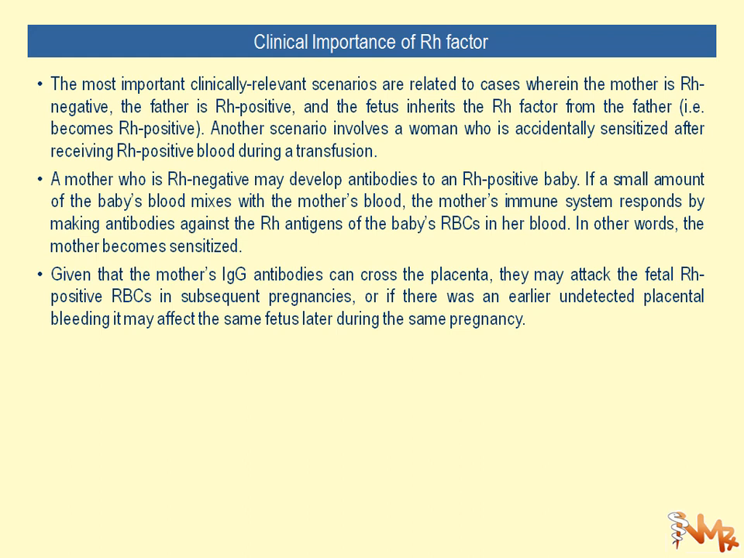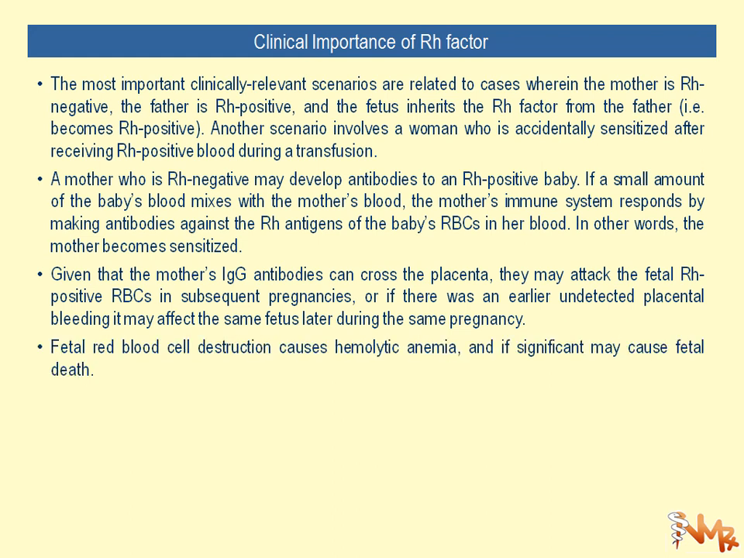Given that the mother's IgG antibodies can cross the placenta, they may attack the fetal Rh positive red blood cells in subsequent pregnancies. Or if there has been an earlier undetected placental bleeding, it may affect the very same fetus later during the very same pregnancy as well. Fetal red blood cell destruction causes hemolytic anemia, and if significant, may cause fetal death.